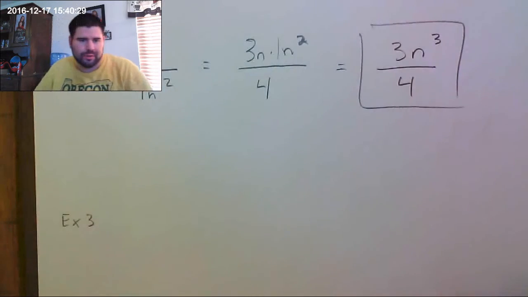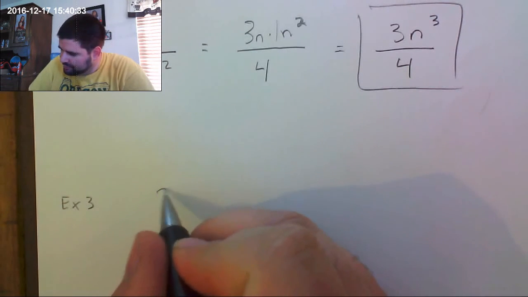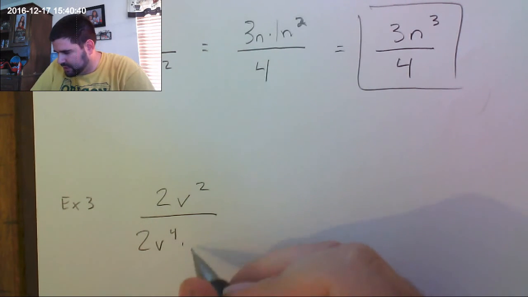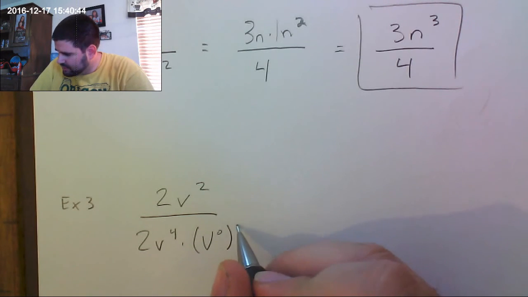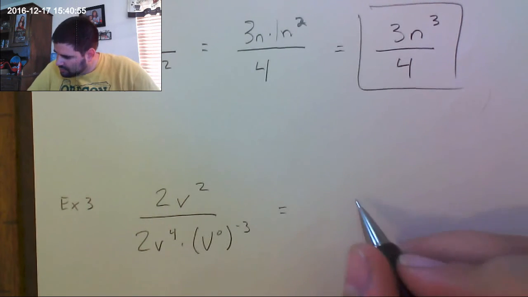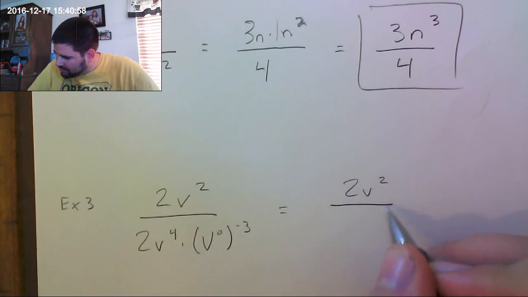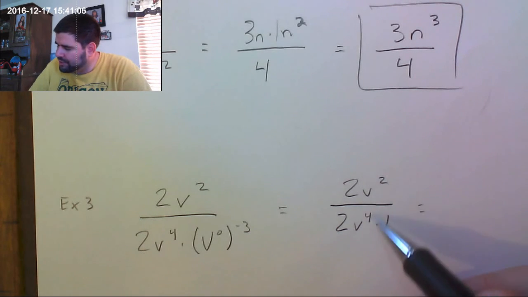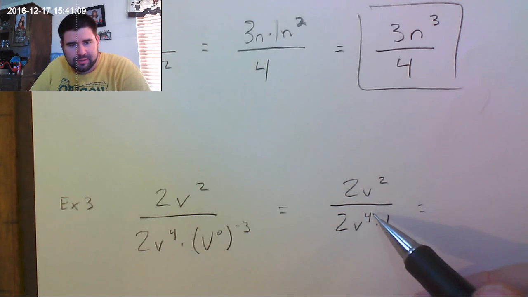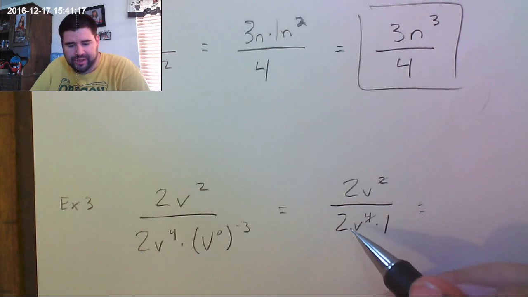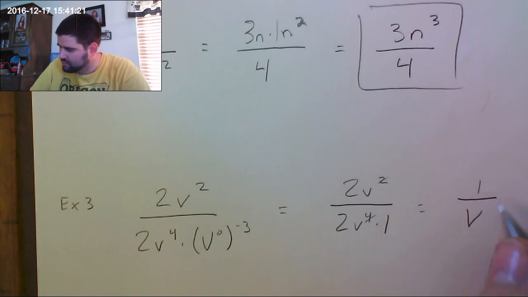Now the third and final example is going to look scary to a lot of you. You got 2v squared over 2v to the 4th times v to the 0 negative 3. Okay? Well, anything to the 0 power is 1, and that's going to make this term 1. So you're going to have 2v squared over 2v to the 4th times 1. And so what happens there is you are going to cancel these out. So basically you're subtracting this from here, and that's going to kind of cancel that term out, and then you're going to simplify that. So you're going to end up with 1 over v squared.